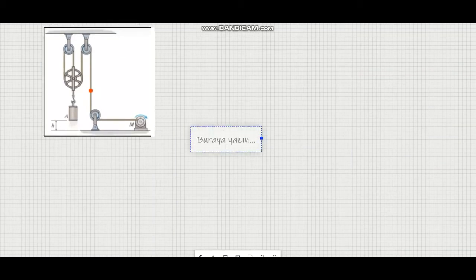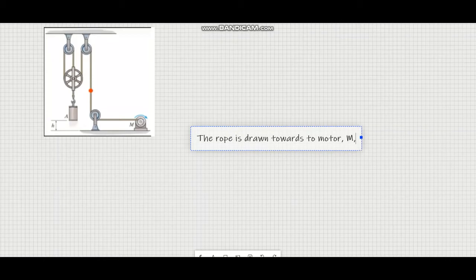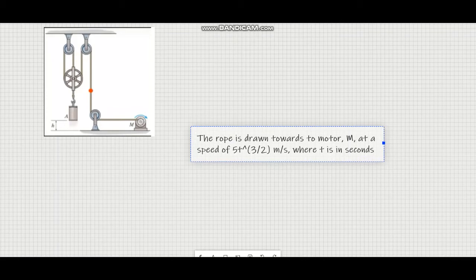In the second question, let's write it down again. Our question: the rope is drawn downward towards motor M at a speed of 5t to the power of 3/2 meters per second, where t is in seconds. We are going to find the speed of block A when t is equal to 10 seconds.